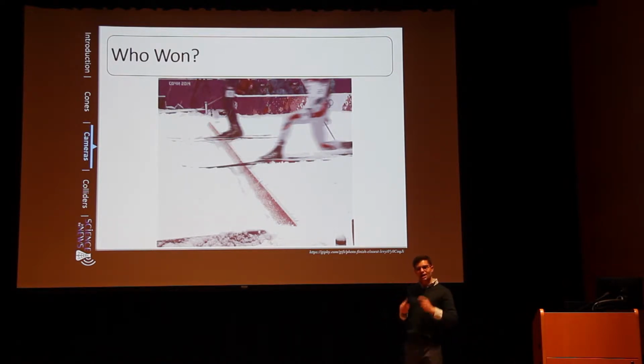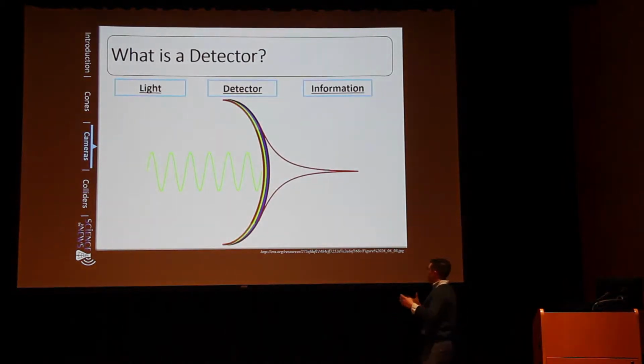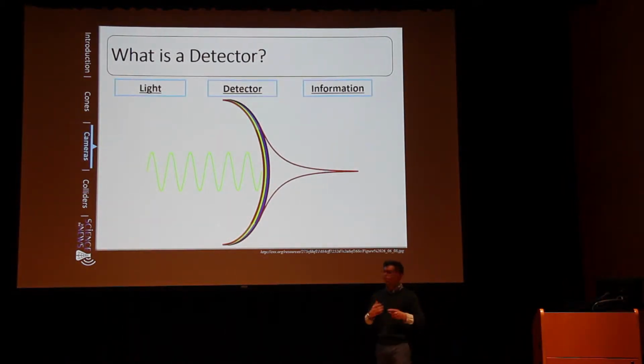Now your eye can't capture this moment. It can only passively see it. It can't stop it in time, whereas a camera can. So to think about how we might design a camera in reference to our eye, we're going to look at the eye in terms of a machine.